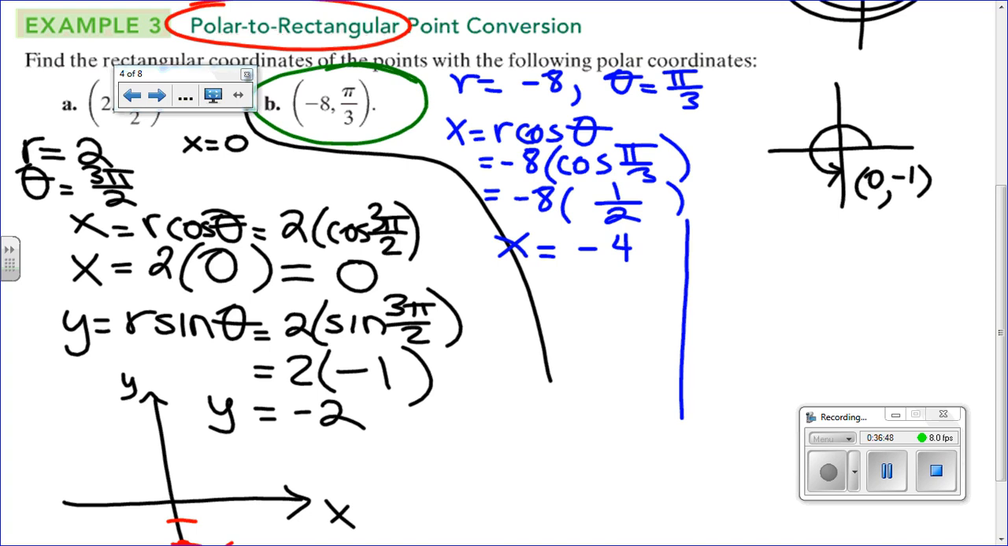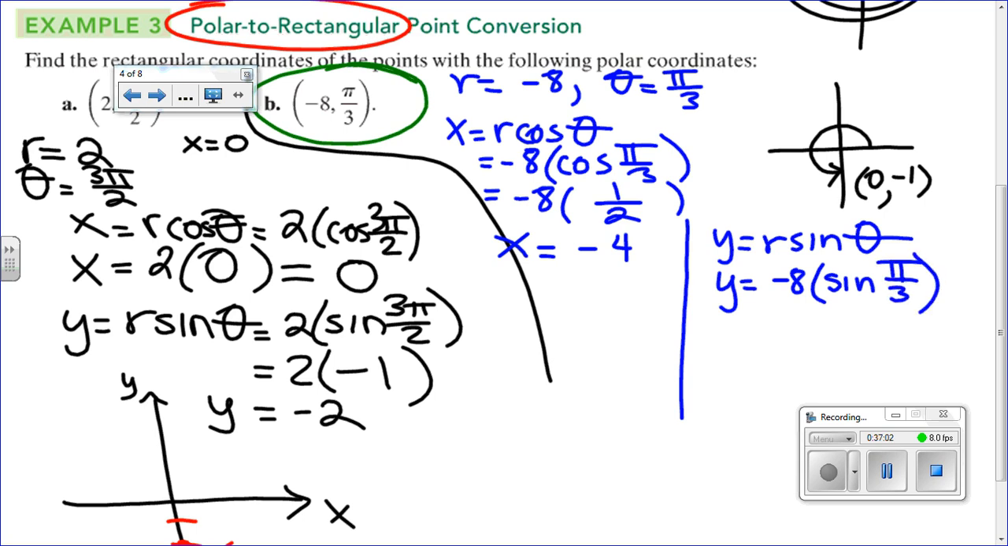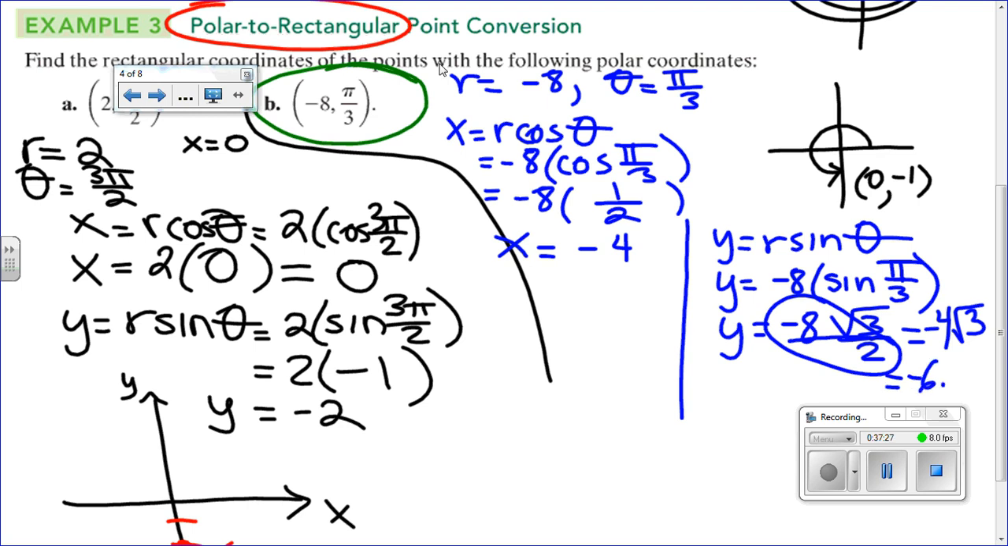Now let's see what y will be. So y is r sine of theta. So that will be -8 times the sine of pi/3. Square root of 3 over 2. So here we could reduce the fraction. So -8 divided by 2 is -4. So -4 times the square root of 3. And that one approximately is like, someone told me earlier, -6 point something something.